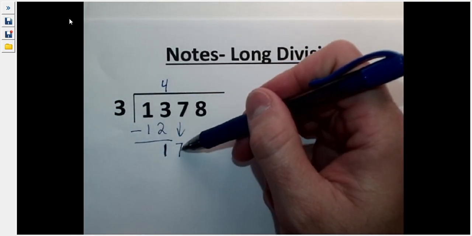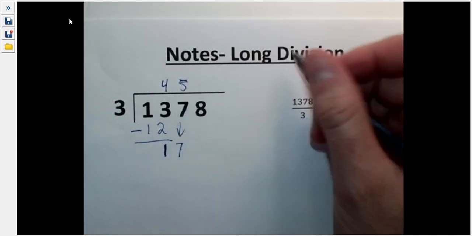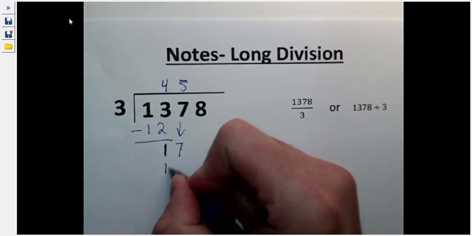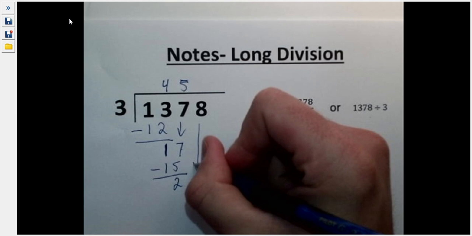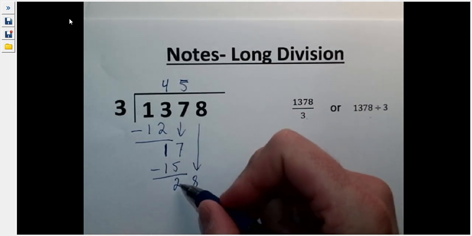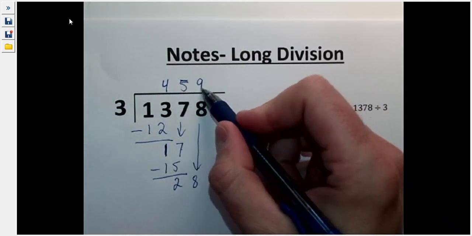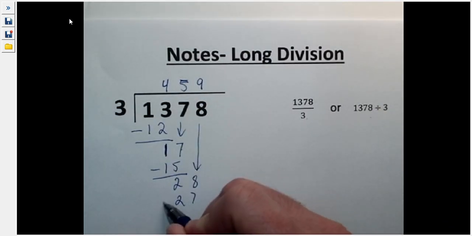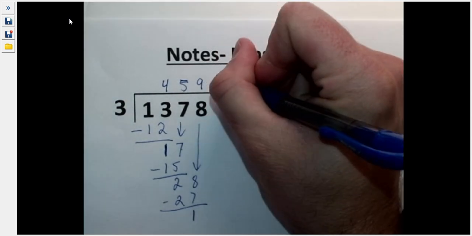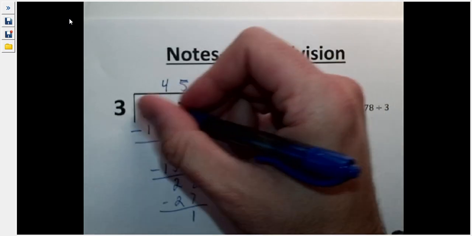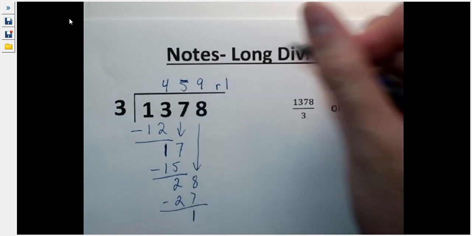We go, how many times does 3 go into 17? And that's 5 times. And then 5 times 3 is 15. We subtract, we get 2. Then we bring down our 8. Then we go, how many times does 3 go into 28? Well, that's 9 times. And 9 times 3, that's 27. We subtract, we get 1. So when we take 1,378 and divide it by 3, we get 459 with a remainder of 1.